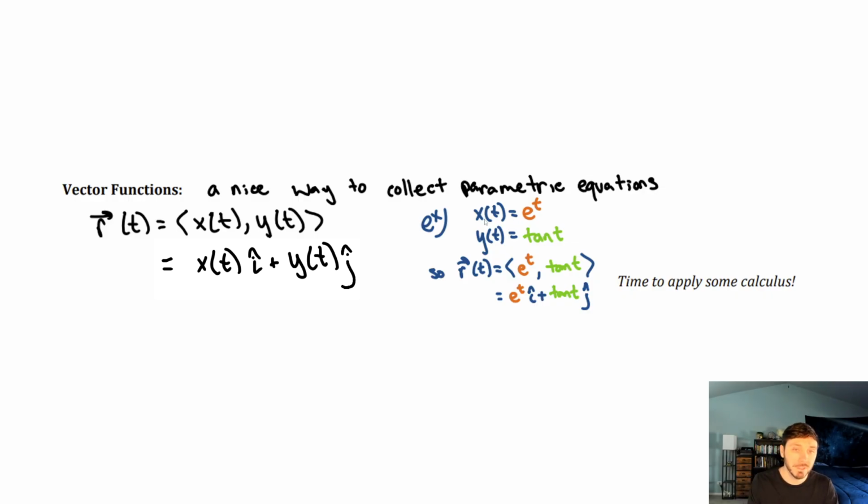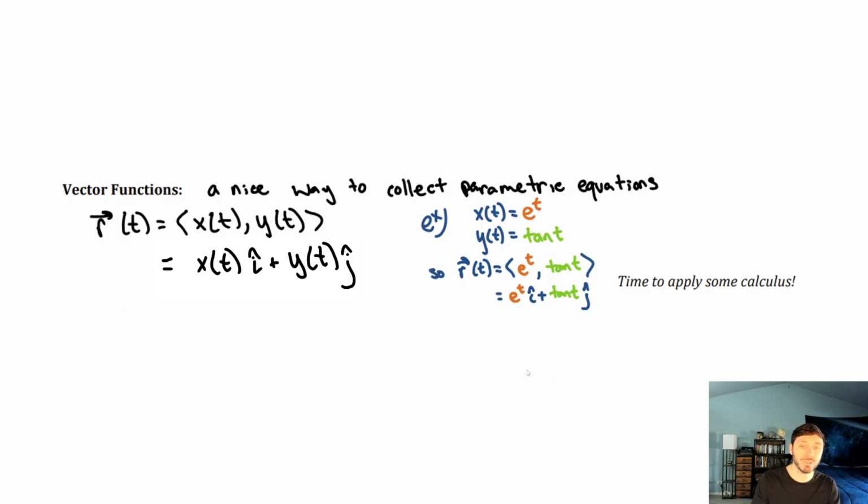So for an example, we have some x of t is e to the t, and then some y of t is tangent of t. We can write this as e to the t comma tangent t in these vector brackets, or we can write it, again, in what's called standard basis vector notation. So it'd be e to the t i hat, plus tangent of t j hat.